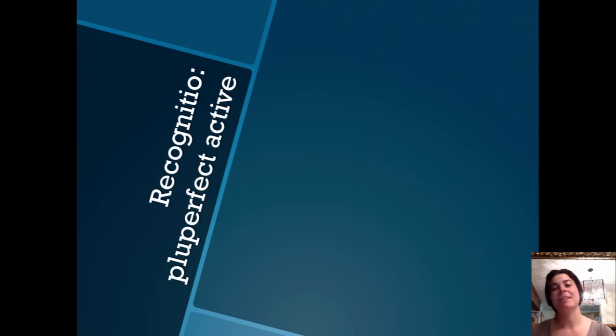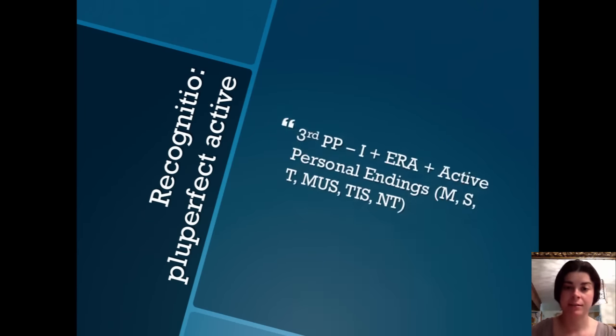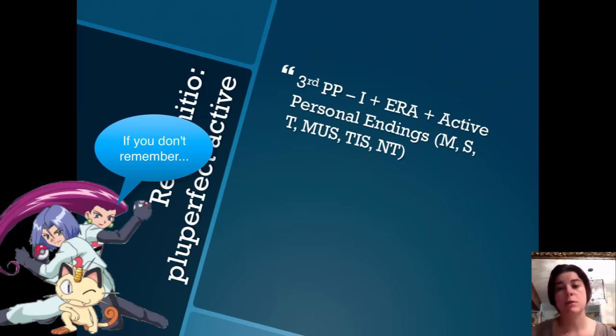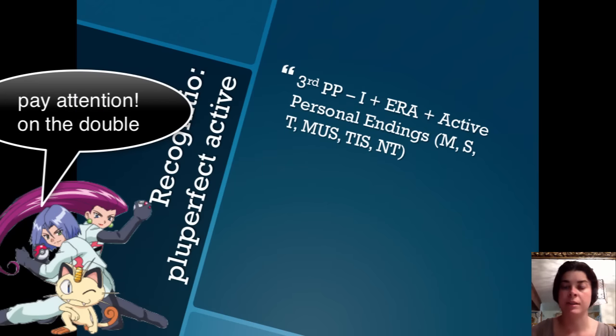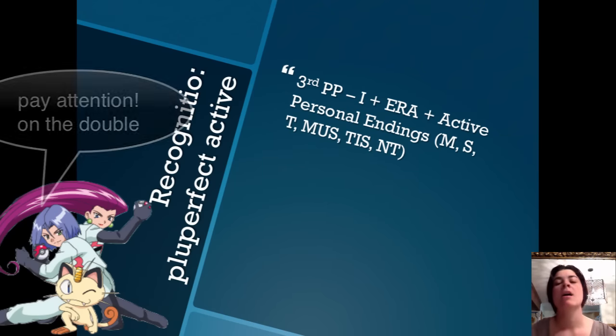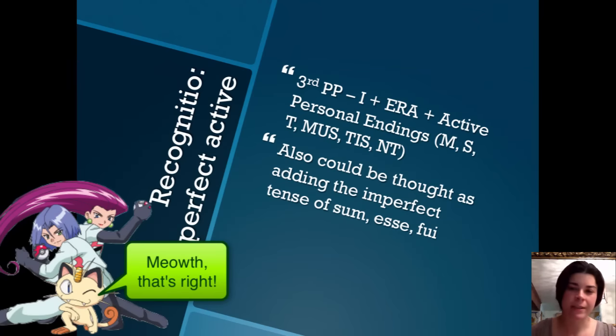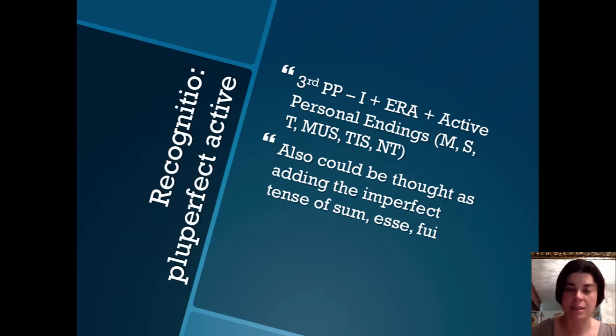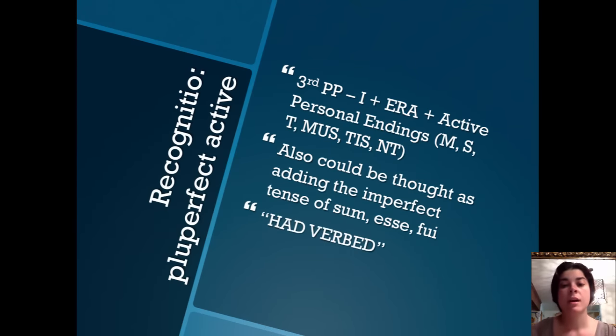So first, let's recognize what the pluperfect active indicative is. Remember, it's the third principal part of the verb minus the i plus era plus the active personal endings: m, s, t, mus, tis, nt. You can also think of it as adding the imperfect tense of sum, esse, fui, futurum, if you wish, and it will translate as had verbed.